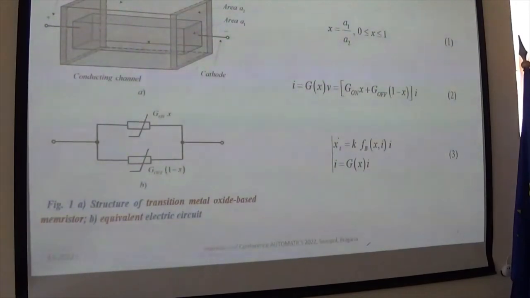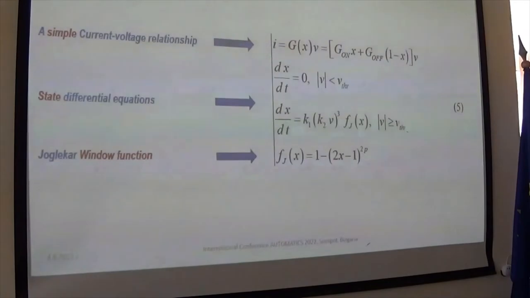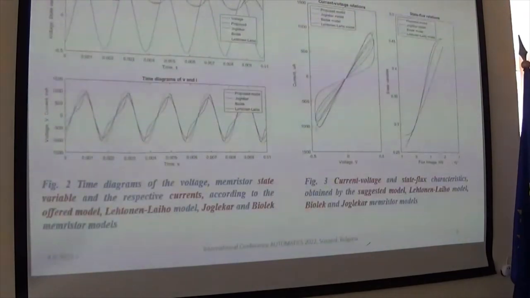The current is proportional to the conductance of this connection, and when you apply a positive voltage, then the internal channel area increases. Then the proposed model also contains activation thresholds in formula 5, and here the third equation is a simplified version of the electronic LIFO model, and also the applied window function is the standard Joglekar function, which is simple for realization in LTSpice, according to Biolek and the other complex functions.